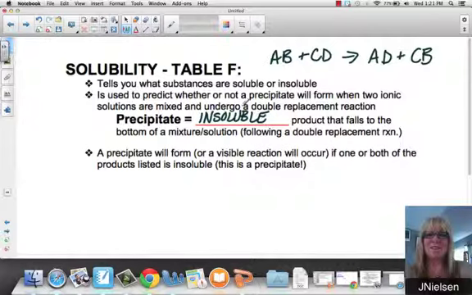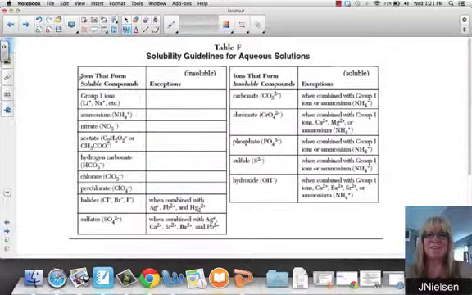So think what happens when you put lemon juice in milk and you get those chunks and the curdles. That's kind of what a precipitate is. Maybe not that dramatic, but it comes out of solution and is on the bottom. So let's look at Table F. First we're going to look at the soluble side. Ions that form soluble compounds versus ions that form insoluble compounds.